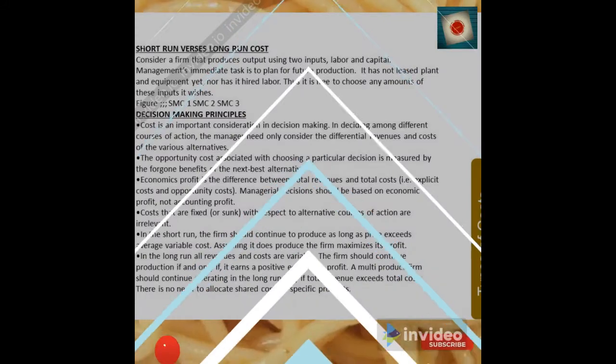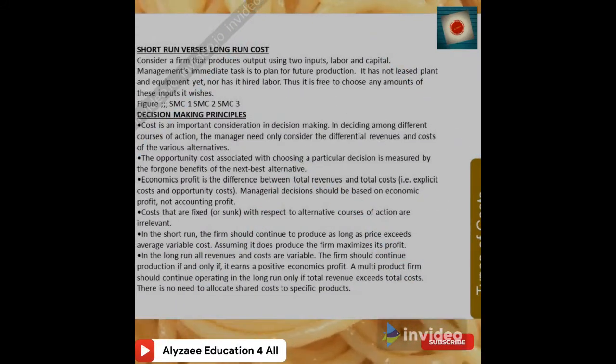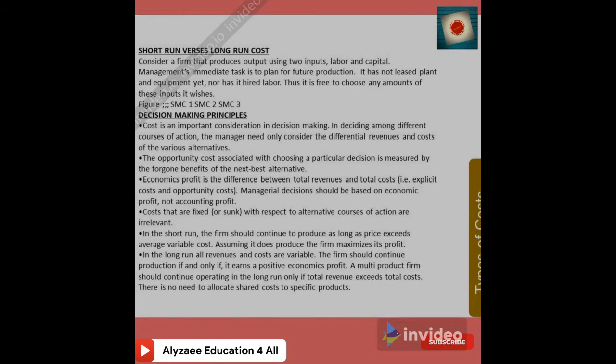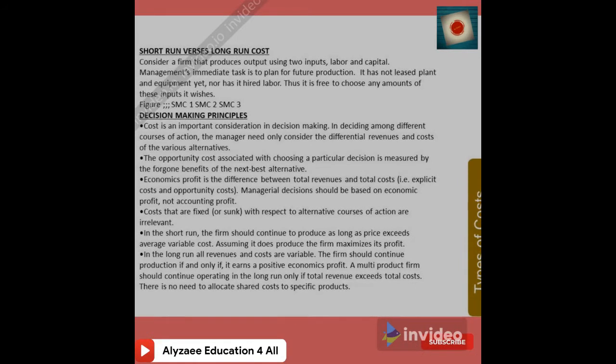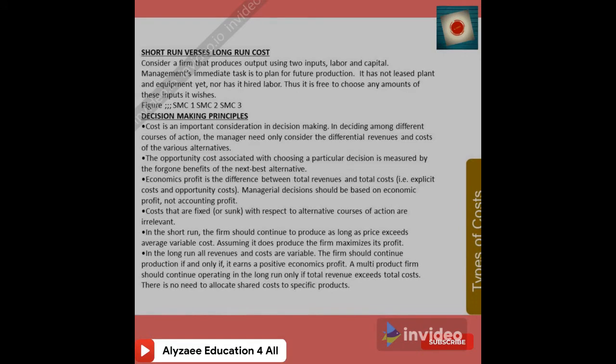We will discuss कि short run और long run के दरमियान में difference क्या आता है. Consider a firm that produces output using inputs, labor और capital की बात हो रही है. Management's immediate task is to plan for future production. If it has not leased plant and equipment yet, nor has it hired labor, thus, it is free to choose any amount of these inputs if it wishes.